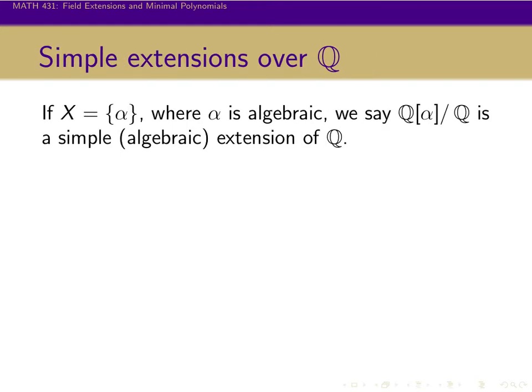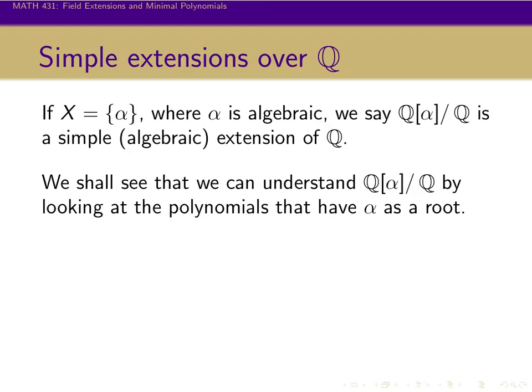So to move towards tackling this problem, the first thing we're going to think of is what are called simple extensions, where we're just adjoining one element, one algebraic number. Okay, so X is just a singleton alpha. And so usually we'll write that as just Q adjoin alpha over Q. So if we're just adding in one element and saying what's the smallest field that has the rational numbers and this other algebraic number, this is what we call a simple algebraic extension of Q, or often we'll just say a simple extension of Q.